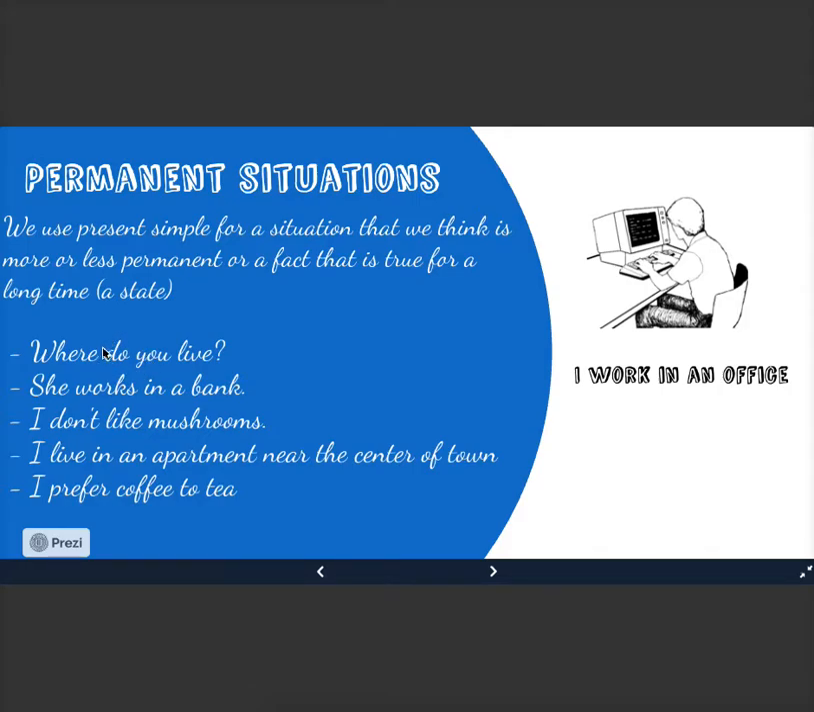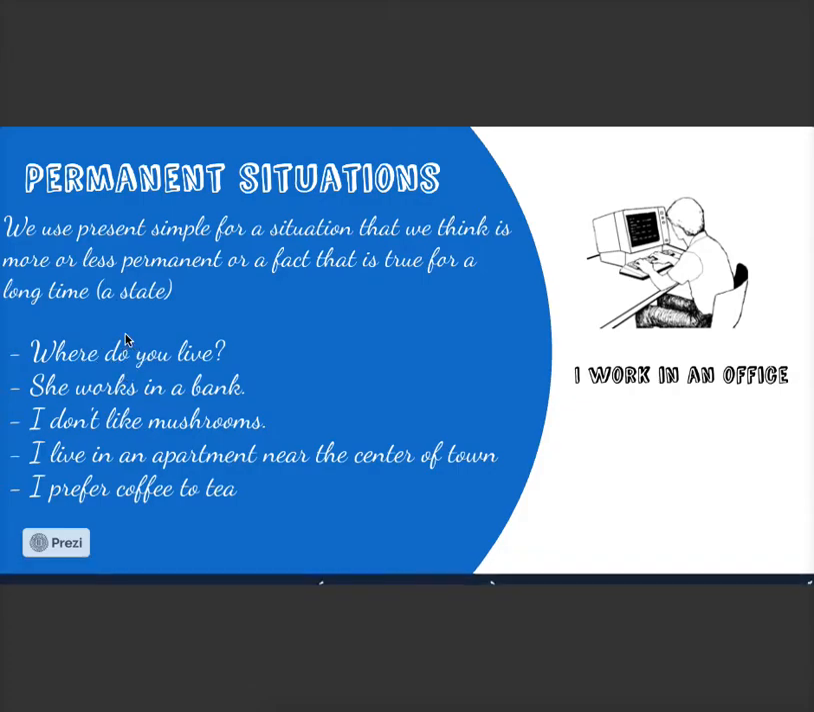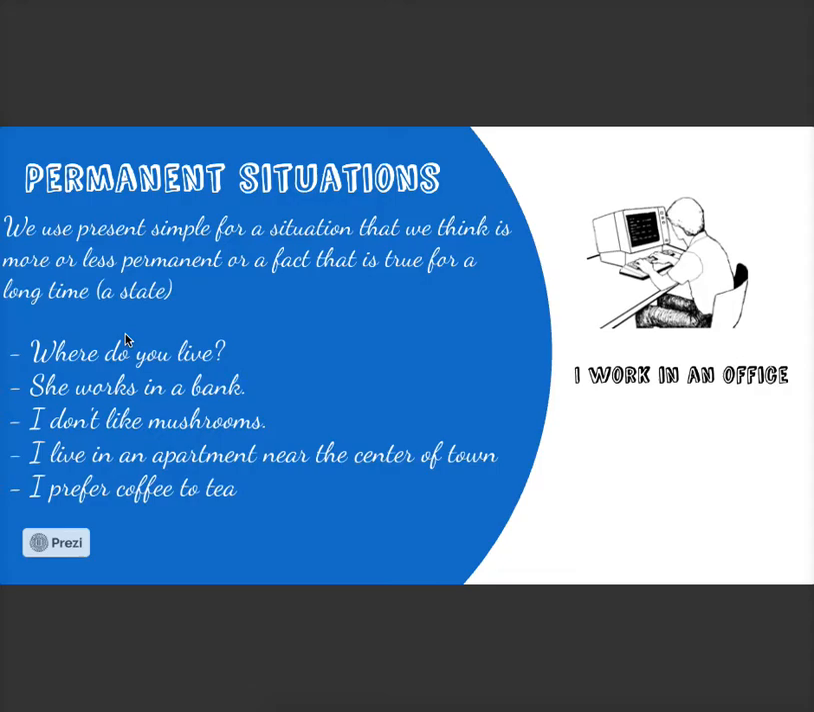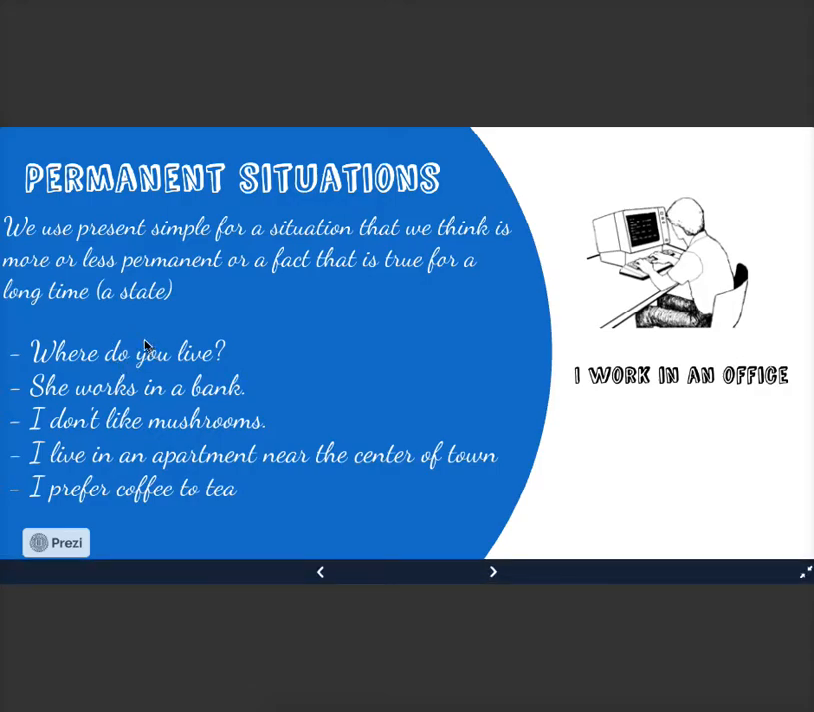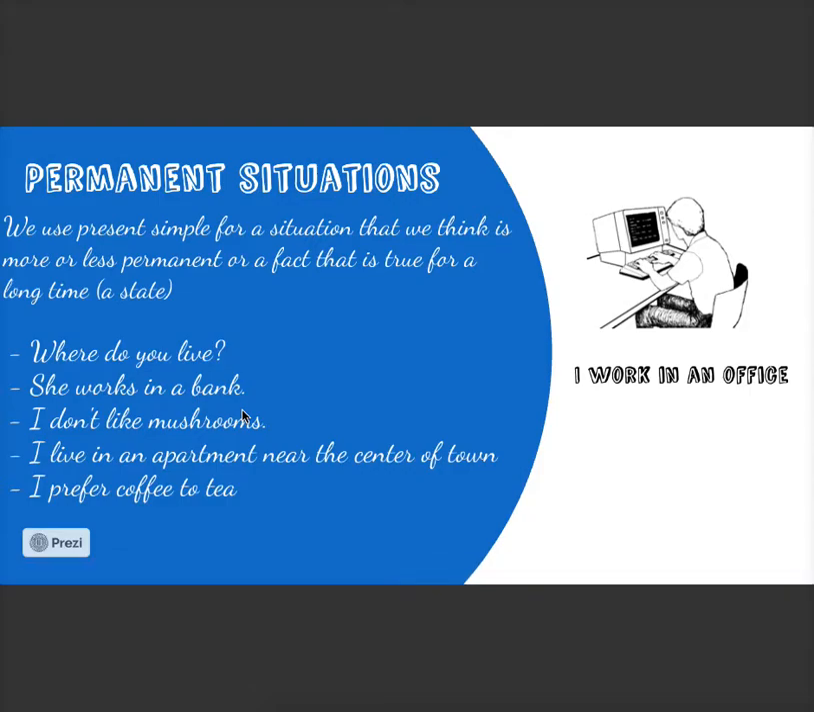What can you see here, guys? What is this? Look at the question. What am I using here? I have a do, so keep it in mind. She works in a bank, that is something almost permanently. I don't like mushrooms. This is something, of course, in present simple, guys, because you are talking about your likes and your dislikes. This is not changing, because if you don't like mushrooms, you will never like it.